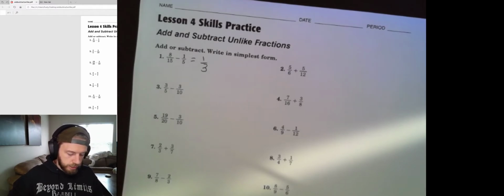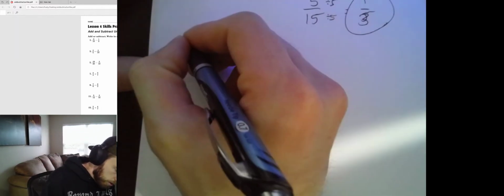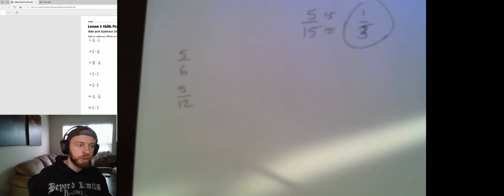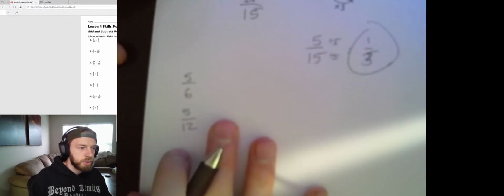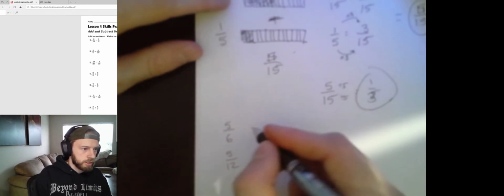Okay, 5/6 plus 5/12. These have different denominators. So we're going to move down to here. 5/6 and 5/12. So these pieces aren't the same size. So we have to change the denominators. So it's blurry. We have to change the denominators to make sure they're the same so we can add these together. This camera's trying its best.